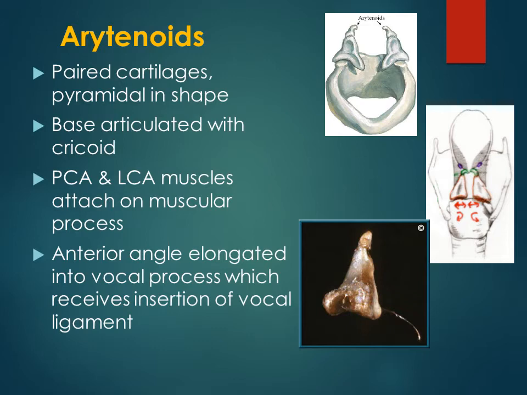The arytenoid is a pair of cartilages which is pyramidal in shape. Its base articulates with the cricoid cartilage, forming this cricoarytenoid joint, which has a major function in phonation. It has two processes: an anterior elongated process called the vocal process, which has the insertion of the vocal ligament, and a muscular process which receives the attachment of the posterior cricoarytenoid muscle and the lateral cricoarytenoid muscle.